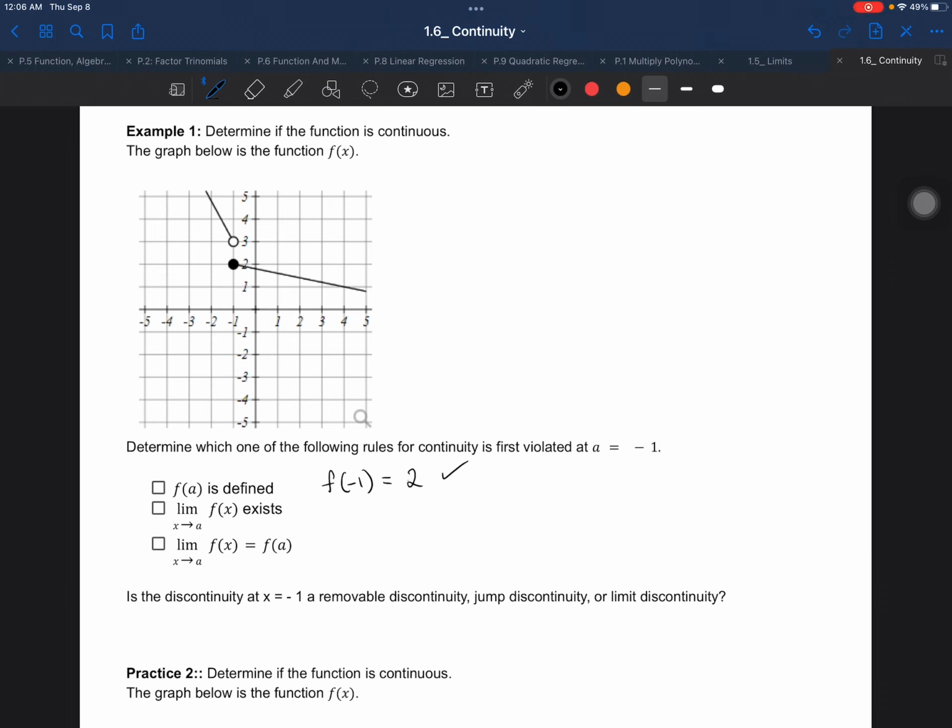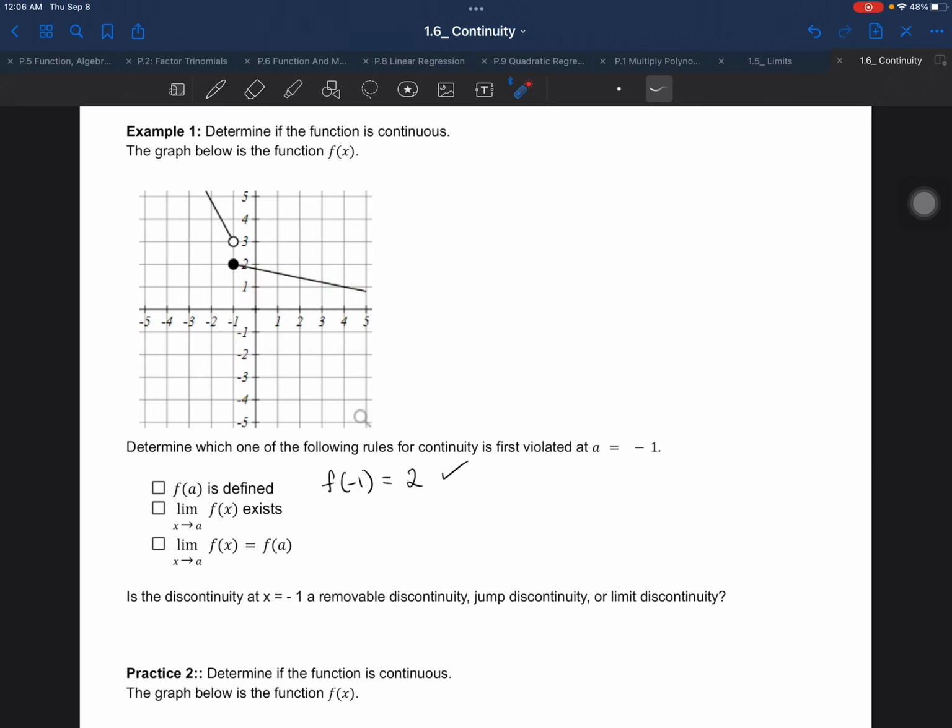The next one is the limit: if the limit of f of x exists as x goes to a. So we look at this. We can see the limit of the left side. As x approaches -1, the value of the function, meaning the y value, is going down, down, down, all the way to 3. But when you come from the right side, the value of the function is increasing, increasing, increasing to positive 2, right?